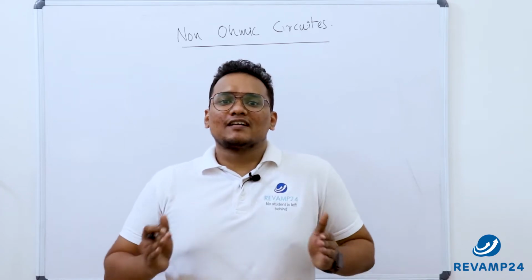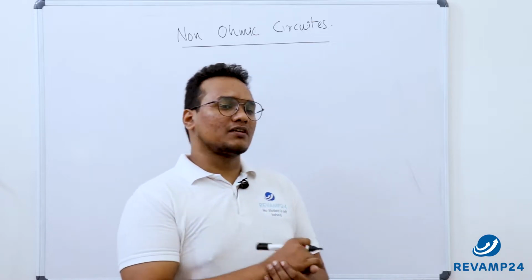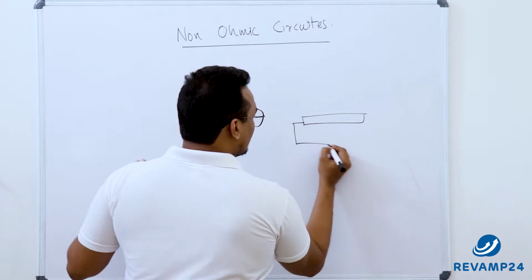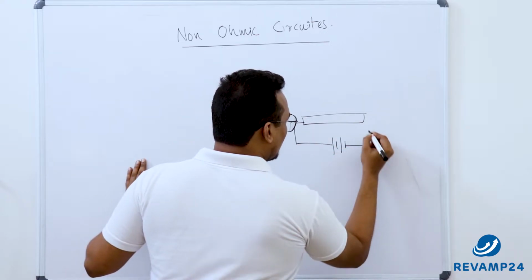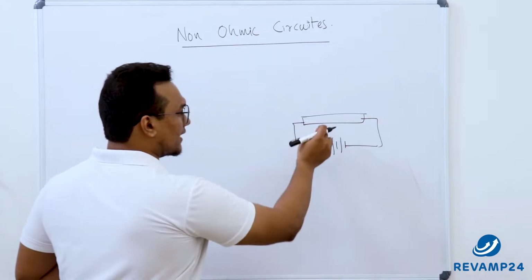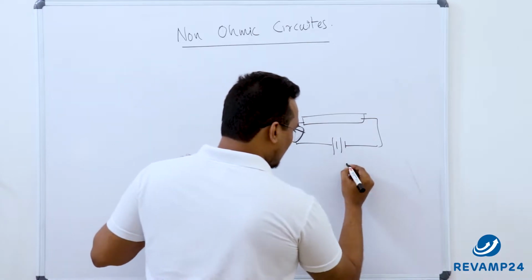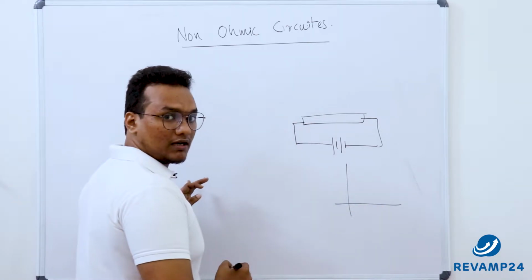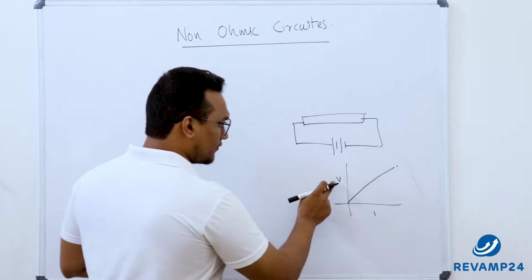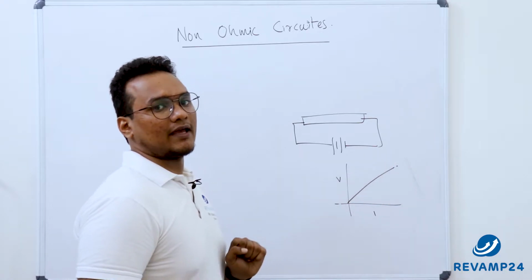In this video, I will explain to you about non-ohmic circuits. So far we have learned about ohmic circuits. What are they? We have a circuit, a conductor connected with a potential difference. Now, when we increase the potential difference, the current in the circuit increases linearly, which means there is a direct proportionality between voltage and current. So these are ohmic circuits, where when we plot the graph between V and I, it turns out to be a straight line.